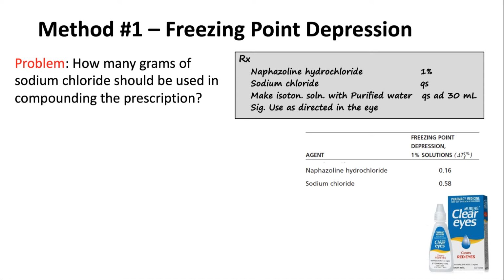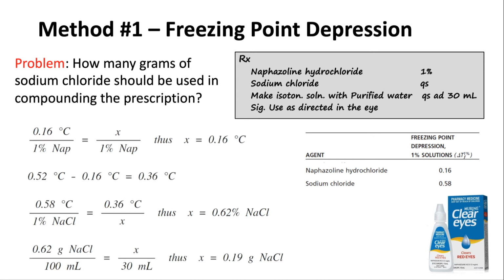All right, so let's start with the naphthazoline. We know that its delta TF for 1% is 0.16, so we get a 0.16 degrees Celsius change for every 1%. Set that equal to some unknown amount for what we need in the prescription, which is conveniently 1%. So hopefully this is pretty easy. Since we want therapeutically a 1% concentration, clearly it will change the freezing point by 0.16 degrees.